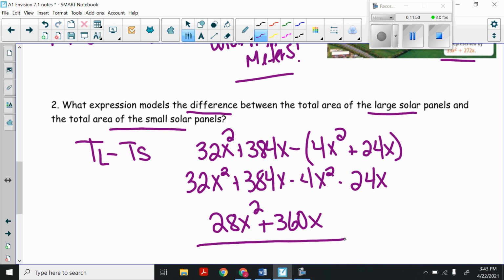All right, so that's our very first day of Algebra 1, adding and subtracting polynomials. Tomorrow we'll look at multiplying, and then we'll move on to factoring.